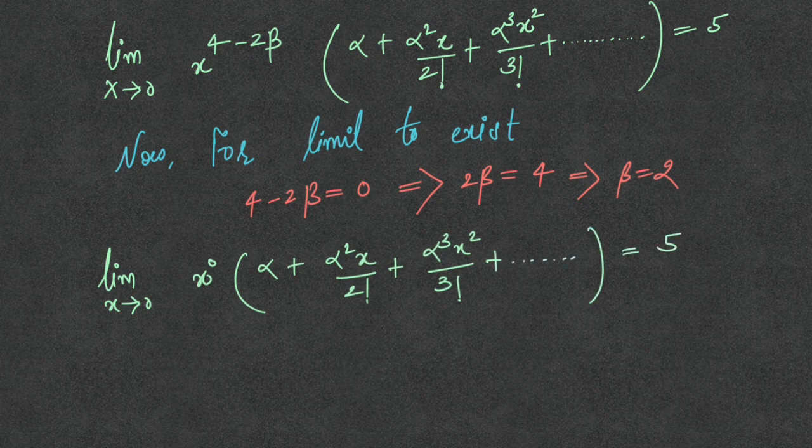As x tends to 0, all these terms will tend towards 0 except this alpha. So therefore alpha becomes 5. That's the final answer.